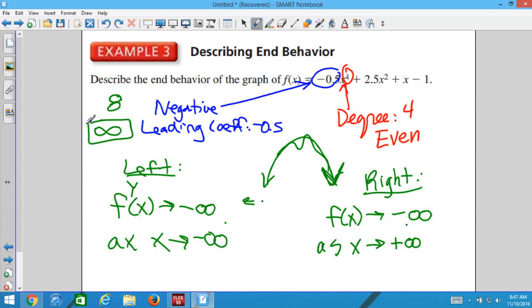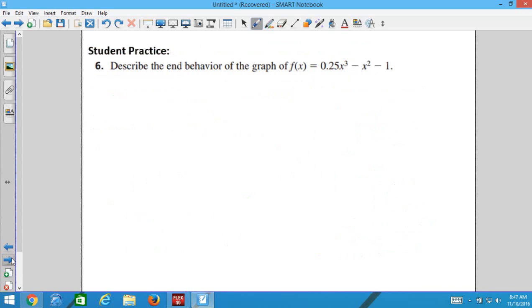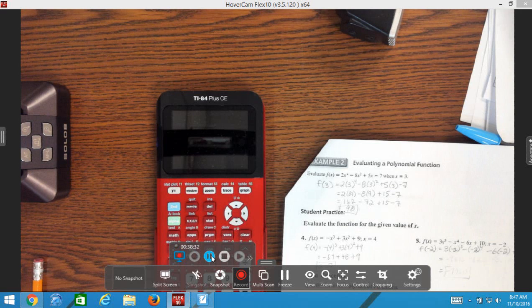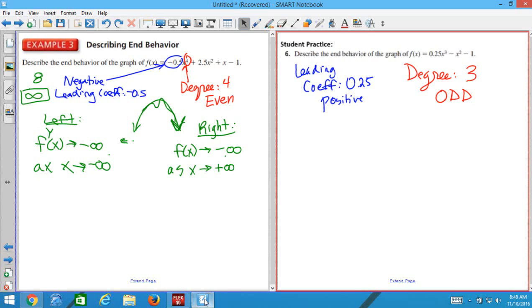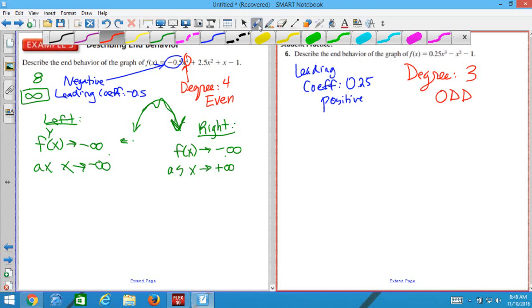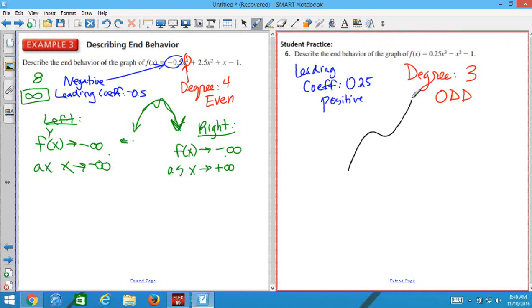Yeah. Okay. There is a try yourself. Go ahead and try yourself. So the leading coefficient is positive and the degree is odd. So we should know that that graph looks something like that. That's a rough picture. I don't know exactly what it looks like, but it doesn't matter. All you need to know is what the ends are doing. So we need to write about the left side and the right side.